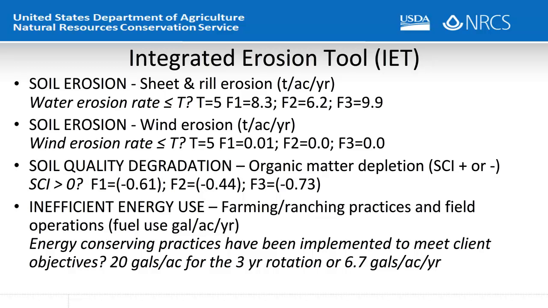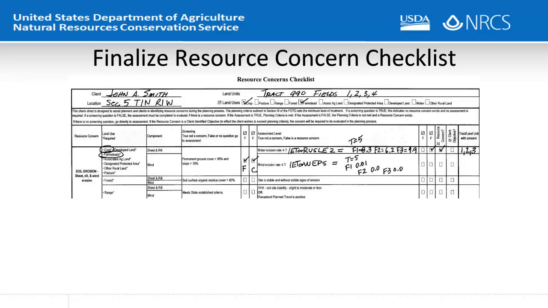For the inefficient energy use, farming, ranching practices, and field operation concern, whose units are fuel use gallons per acre per year, we have already answered the assessment question as false, so the concern is present, but the benchmark fuel use is 20 gallons per acre for the 3-year rotation, or 6.7 gallons per acre per year. Let's document the assessment on our resource concern checklist.